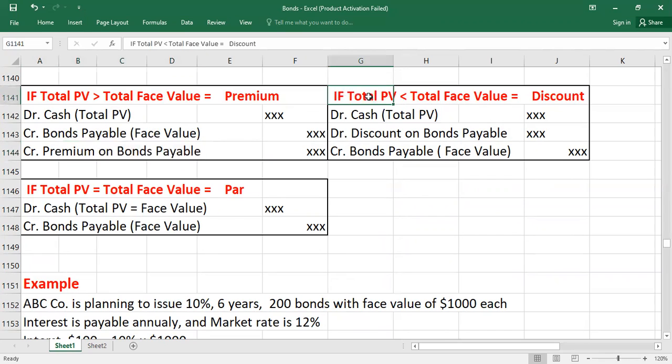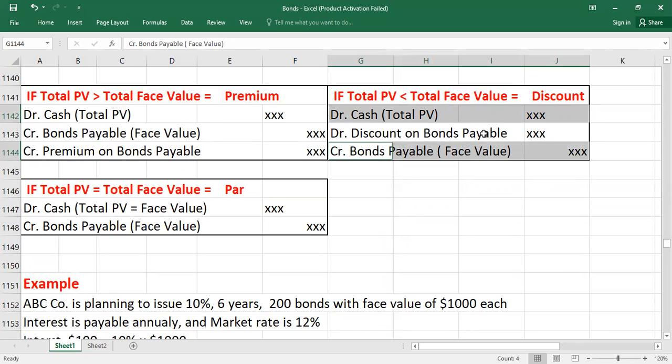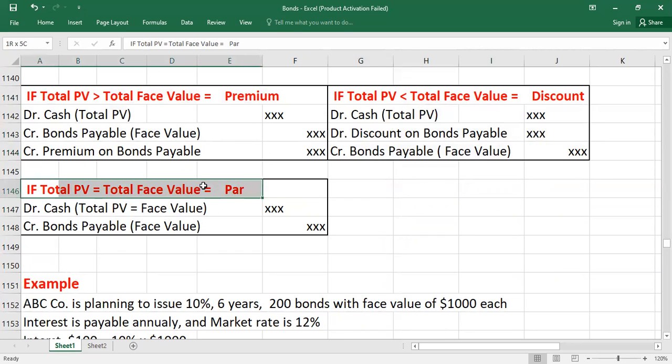In the second scenario, if your present value is less than total face value, it is called discount. To record the bonds initially, you debit cash with the present value, credit bonds with the face value. Now the difference will come on the debit side, so that is called debit discount on bonds payable. But if your present value is equal to face value, the bond should be sold at par. Here you debit cash, because your total present value is equal to the face value, and credit bonds with the face value. This is the entry.